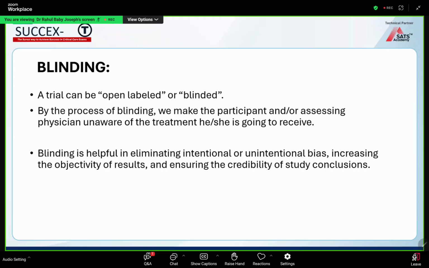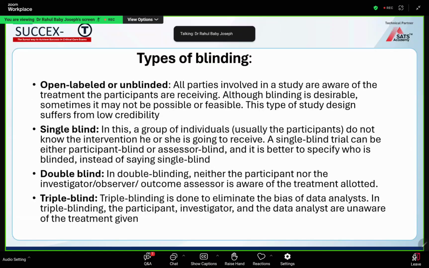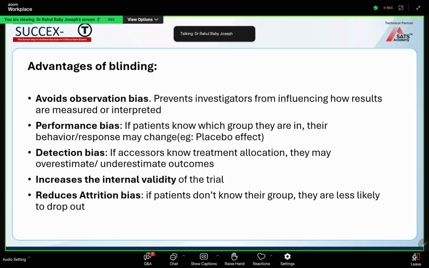Blinding can happen at different levels. It helps in eliminating intentional and unintentional biases and ensures credibility of your study conclusions. So different types of blinding are there. One, it can be unblinded, where everybody knows what treatment they are receiving and giving. Single blind is when one group is blinded, more commonly the participants, and the other group knows what treatment they are getting. Double blind, where the participant and the investigator don't know what treatment is being allotted, and triple blind, where even the data analyzer does not know what treatments were allocated.